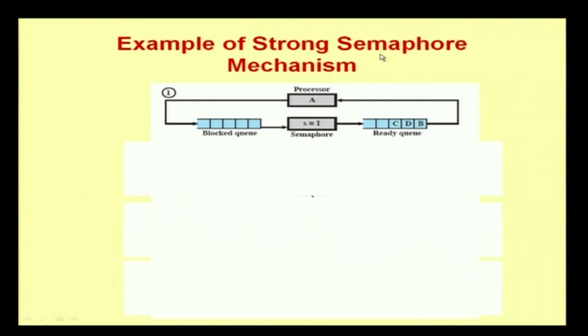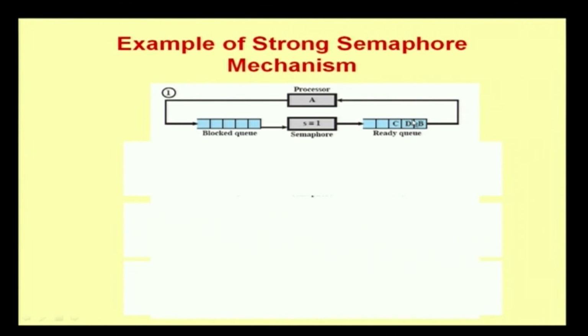Here is the example which states a strong semaphore mechanism. Here we have a processor. I said the semaphore variable should be of an integer value, so let us have s equal to 1. In this example, these are the processes A, B, C, D. Let us assume this process D is producing some output, and this output is being consumed by A, B and C.